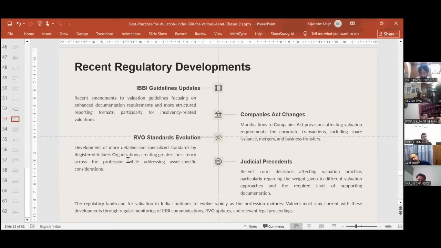And as an RV, you have to keep yourself conversant with the judicial precedents. So recent court decisions which are affecting valuation practice, particularly regarding the weight given to the different valuation approaches and the required level of supporting documentation. So the regulatory landscape for valuation in India continues to evolve rapidly as the profession matures. Valuers must stay updated with these developments through regular monitoring of IBBI communications, RVO updates, and relevant legal proceedings.